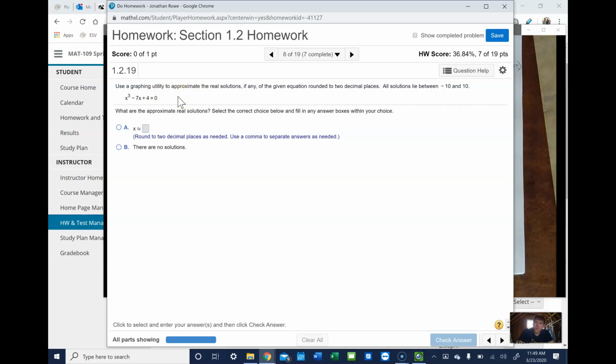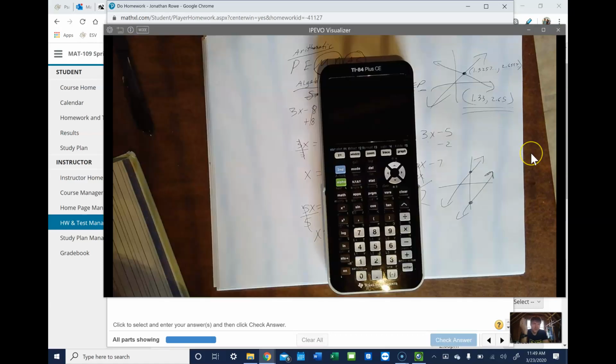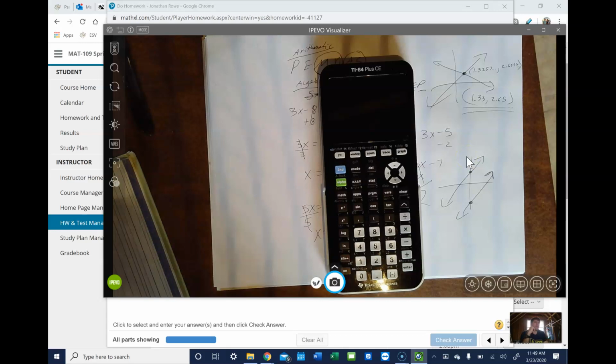Finally, we get to a problem here that we have to learn something new here. Use a graphing utility to approximate the real solutions of the given equation rounded to 2 decimal places. It says all solutions lie between -10 and 10. We are going to use the graphing calculator to solve equations, and that's going to be great because we don't have to solve these things by hand. The calculator will be our friend here. In fact, if we had to solve it by hand, I don't know that we could. It's not factorable. So this would be very difficult to figure out how to solve by hand. But the graphing calculator can help us out a lot here.